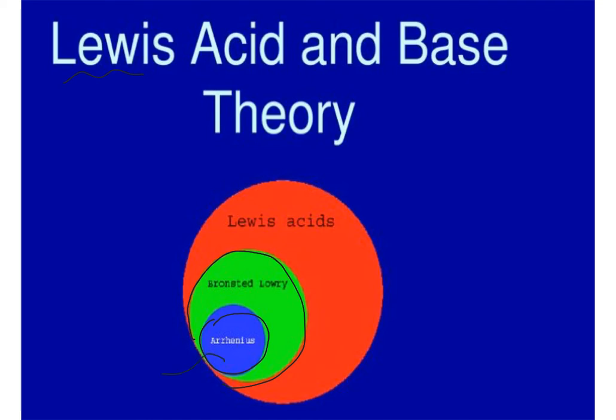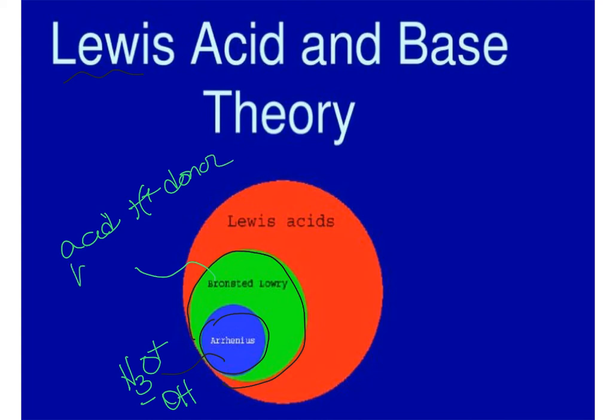So Arrhenius was something would have to produce hydronium ion in water or hydroxide in water. So to be an acid or base, it had to be in water. Then the more recent, more inclusive theory is Brønsted-Lowry theory, which said that an acid was a proton donor and a base, excuse me, is a proton acceptor.